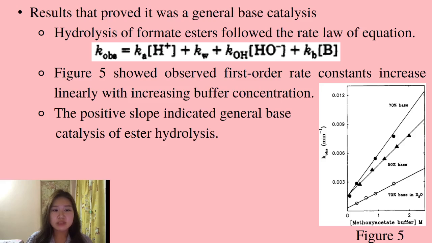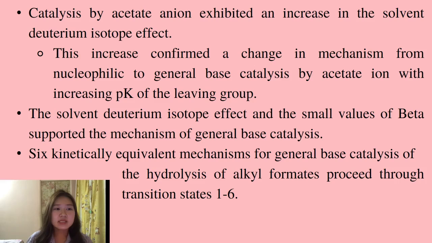Figure 5 shows observed first order rate constants increase linearly with increasing buffer concentration. The positive slope indicated general base catalysis. Catalysis by acetate anion exhibited an increase in the solvent deuterium isotope effect. This increase confirmed a change in mechanism from nucleophilic to general base catalysis.